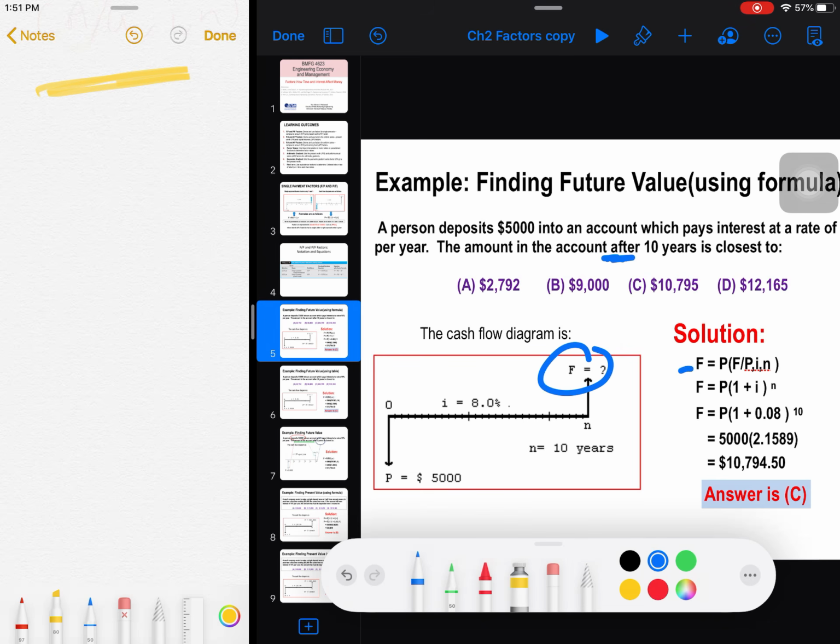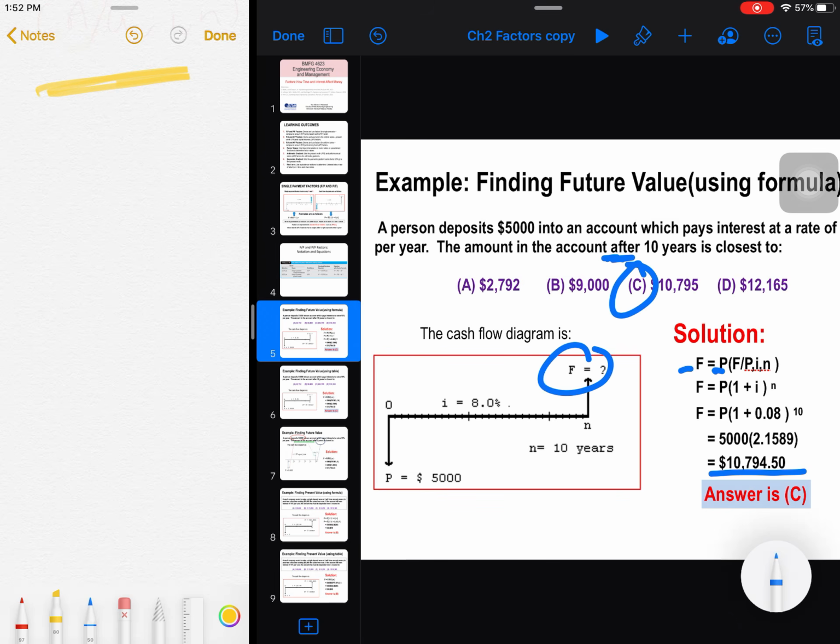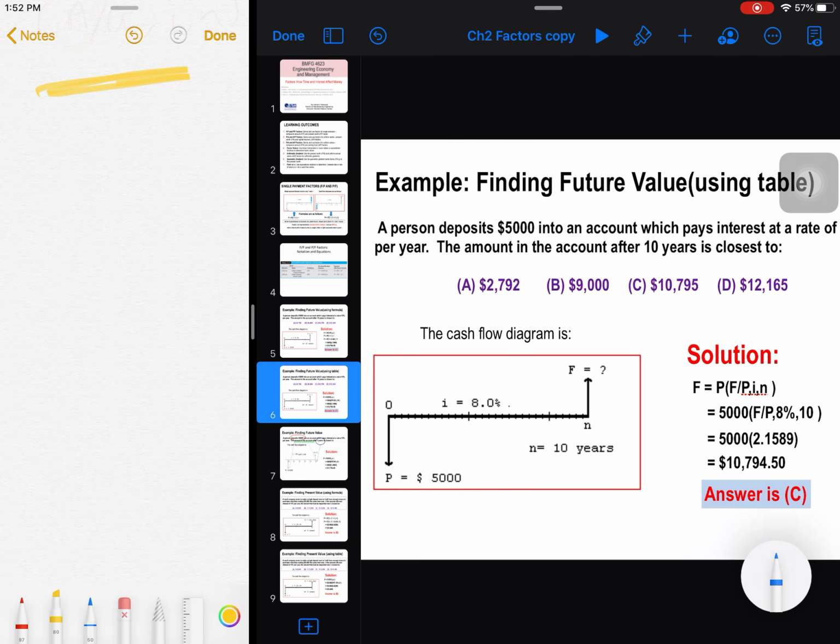So you go to F equals P times F over P, I, N, which is equivalent to P times (1 plus I) to the power of N, and you get the answer $10,794.50, which is answer number C. So this is easy peasy. Now we go to the next question.